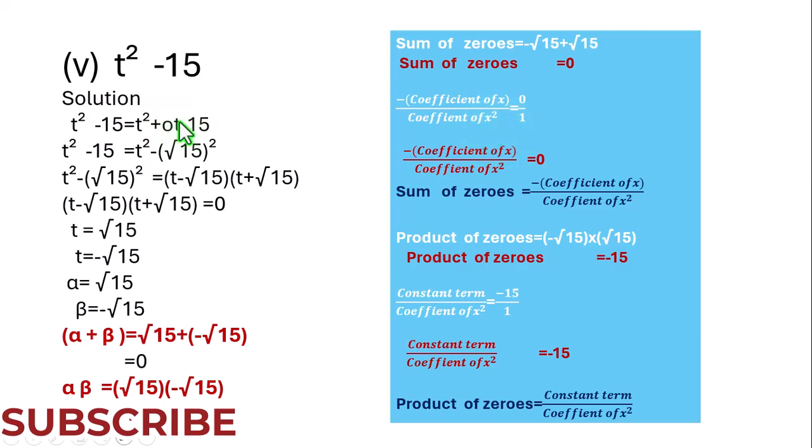Here the coefficient of x is equal to 0. So the sum of zeros is equal to minus the coefficient of x upon the coefficient of x square, which is 0 upon 1, that is 0. And the product of zeros, root 15 and minus root 15, is equal to minus 15.